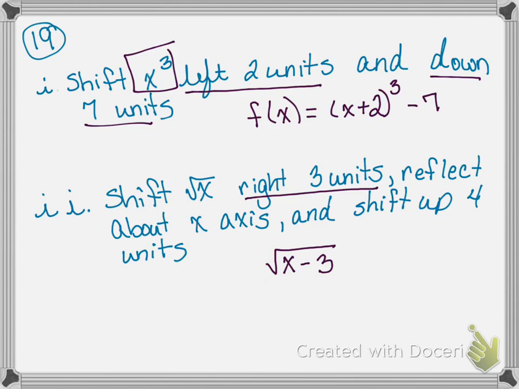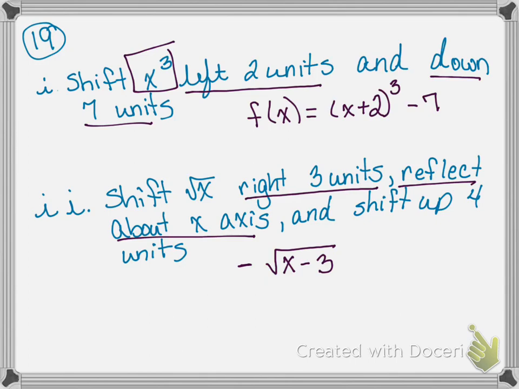Okay? Then I want to reflect it about the x-axis. So I'm going to flip it. I'm going to make it upside down with my x-axis. So my negative is then going to go away from my x. It's going outside my square root. So my negative for reflecting it about the x-axis goes outside. If I was reflecting it across the y-axis, then it would go inside. But because I'm reflecting across the x-axis, it goes outside.